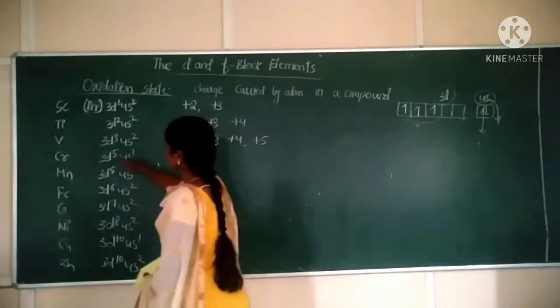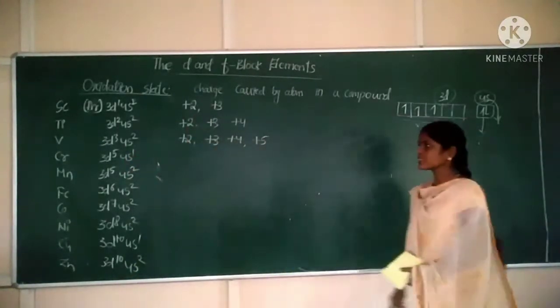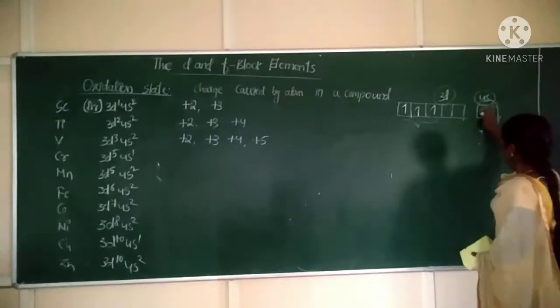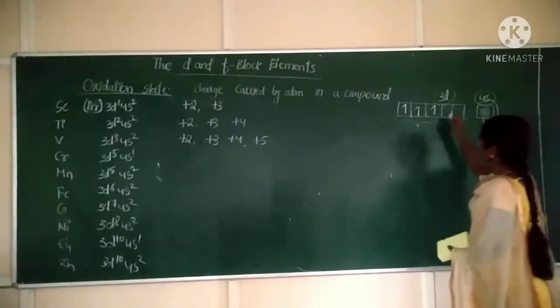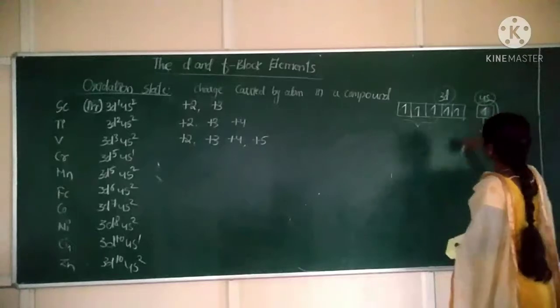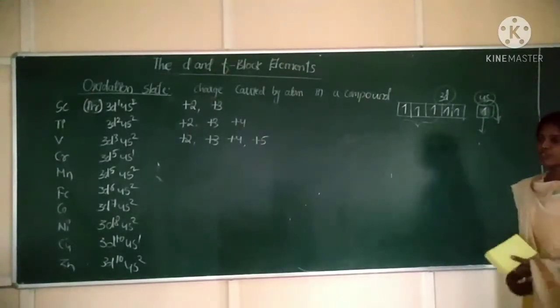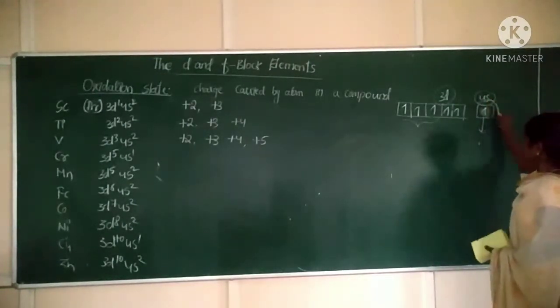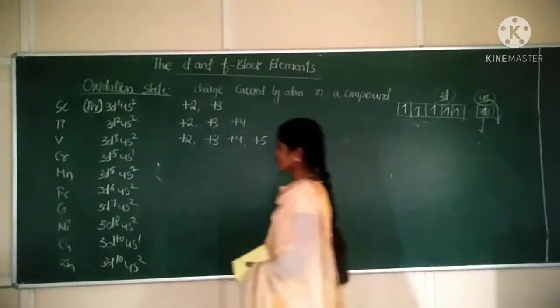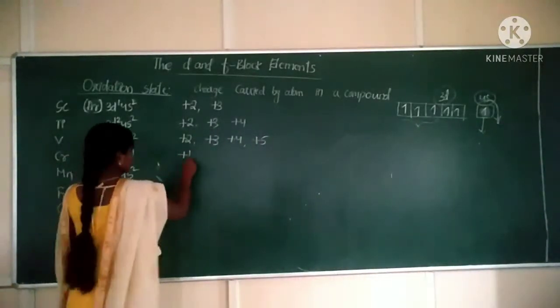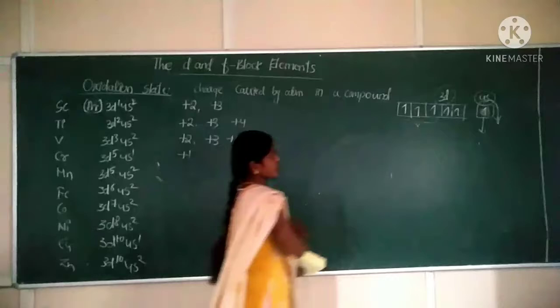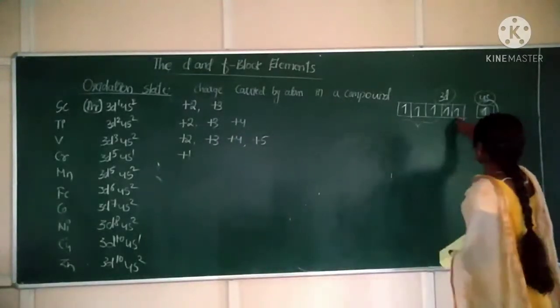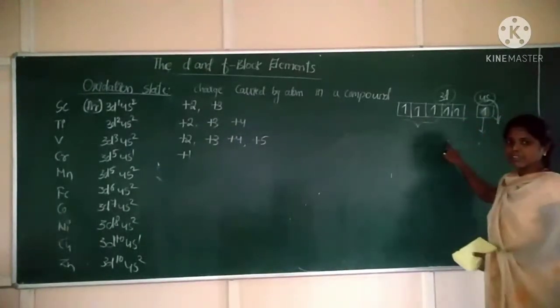Next, chromium. Chromium configuration is 3D5 4s1. It means if it loses one electron, it can have a +1 oxidation state. Next, one from 4s and one from 3D. At that time, it can have a +2.